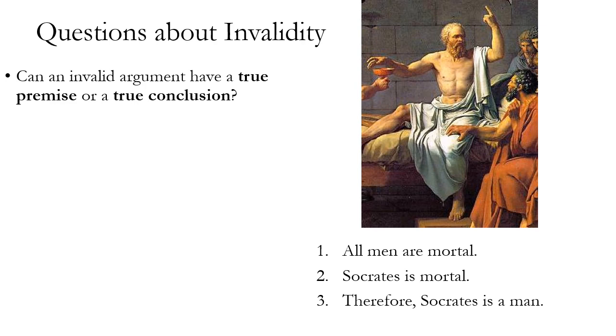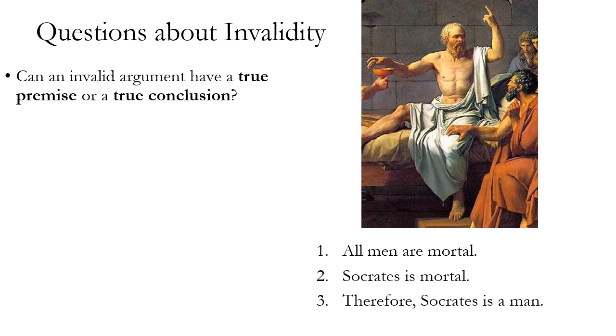So let's look at some questions about invalidity. Can an invalid argument have a true premise? Can an invalid argument have a true conclusion? Think carefully about the definition of invalid. The answer is yes. It is possible for an invalid argument to have both a true premise and a true conclusion. So let's go back to that same argument. All men are mortal. Socrates is mortal, therefore Socrates is a man. Suppose in this case we are talking about the human Socrates. Both premises are true.